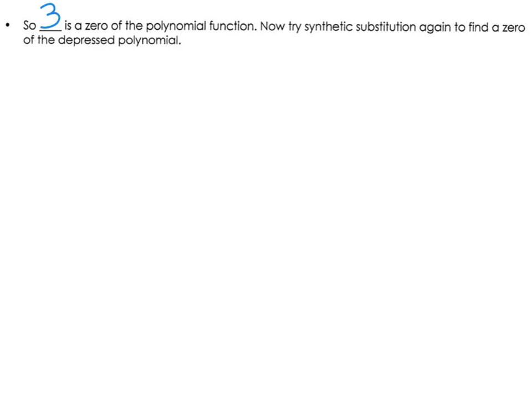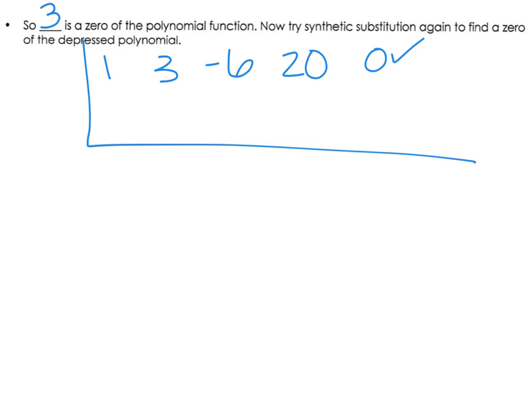Now we want to take the coefficients that were left over. So when we did synthetic substitution and we had 3, we were left over with the coefficients 1, 3, negative 6, 20, and we got 0 as our remainder. All right, so now we want to take these coefficients and try synthetic substitution again to find another 0 of the polynomial function. So take our coefficients and we can forget about the 0. Try another number. It's a game of guess and check.